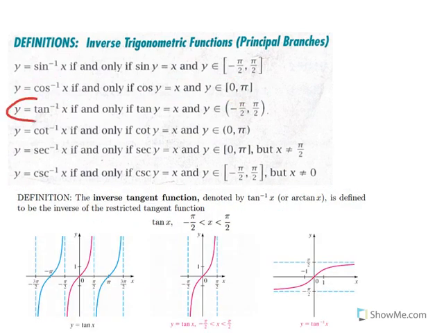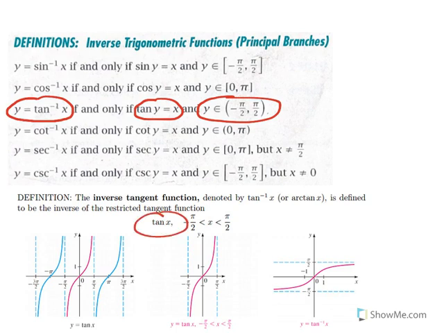y is equal to the inverse tangent of x if and only if tangent of y is equal to x, where y is coming from the interval from negative pi over 2 to positive pi over 2, not including the endpoints. And again, why do we have to restrict the domain of the parent tangent function? Because the tangent function is not one-to-one.